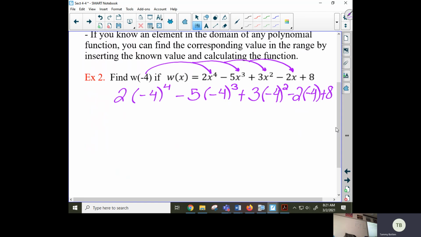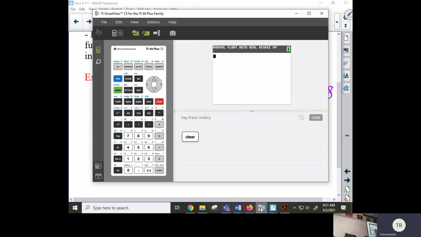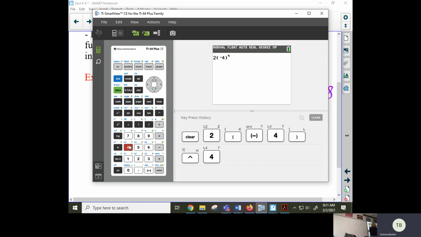Do you think we could plug this all into the calculator? Yes, you can. So I'm going to go to my calculator, and we are going to punch this in. So we're going to go 2, parentheses, -4 parentheses, up arrow 4. And then you have to hit that right key to get down.